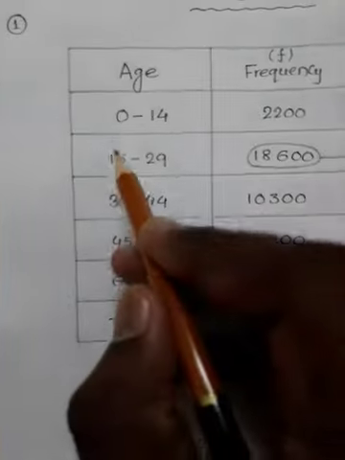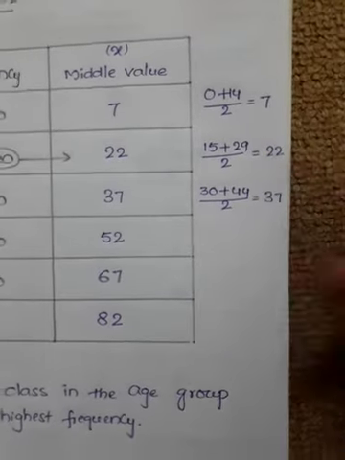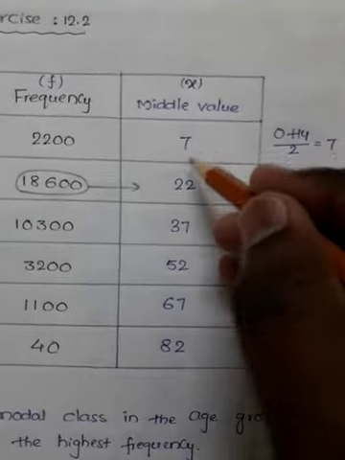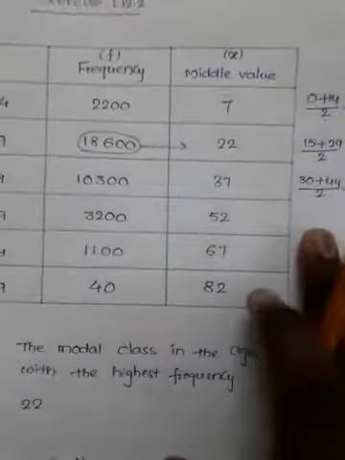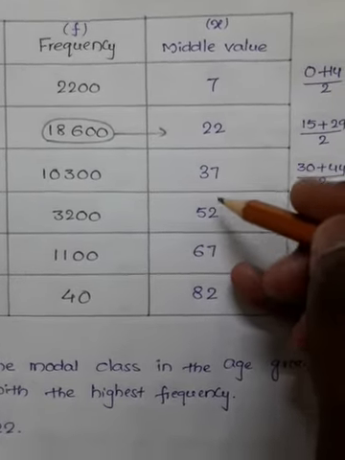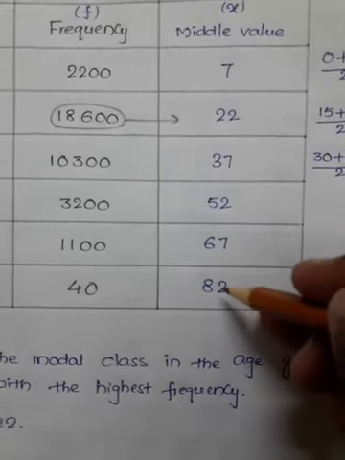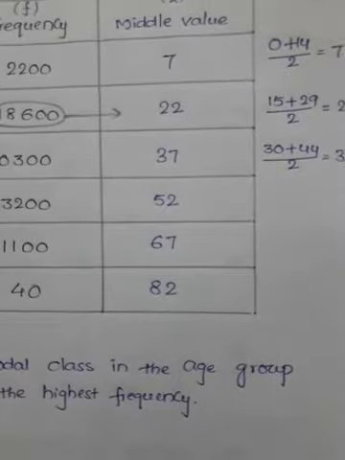Next is 15 plus 29. 15 plus 29 is 44, 44 by 2 equals 22. No need to find the remaining, just check here: 22 minus 7 is 15. So every time add 15 only. 22 plus 15 is 37. 37 plus 15 is 52. 52 plus 15 is 67. 67 plus 15 is 82. Like this way you have to find the remaining numbers.